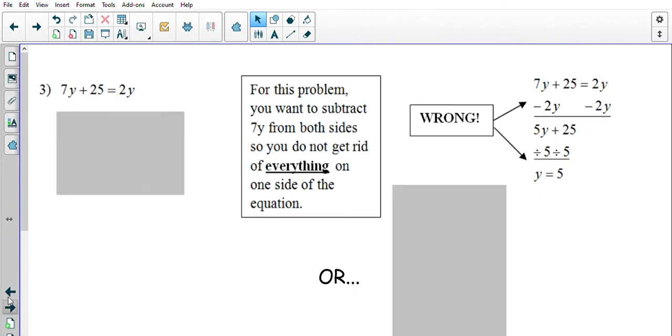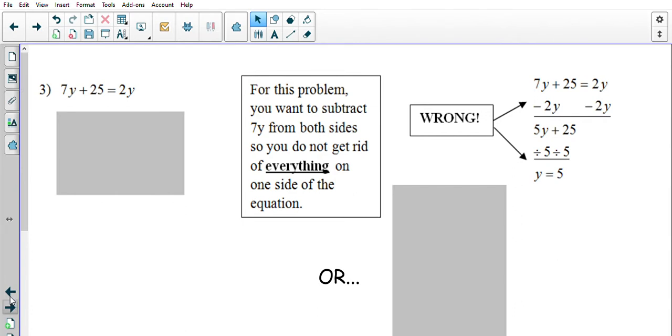All right, let's take a look at number 3. Now, number 3, be careful with this one. We've got 7y plus 25 equals 2y. I usually suggest moving the smaller variable expression, which in this case would be 2y. But I think it's easier if you subtract 7y from both sides so that you get a friend over with the 2y.